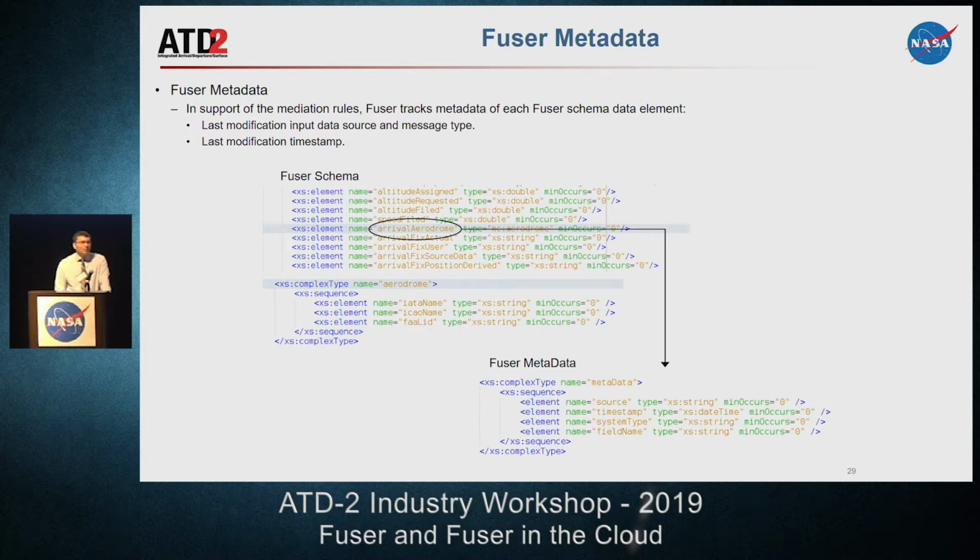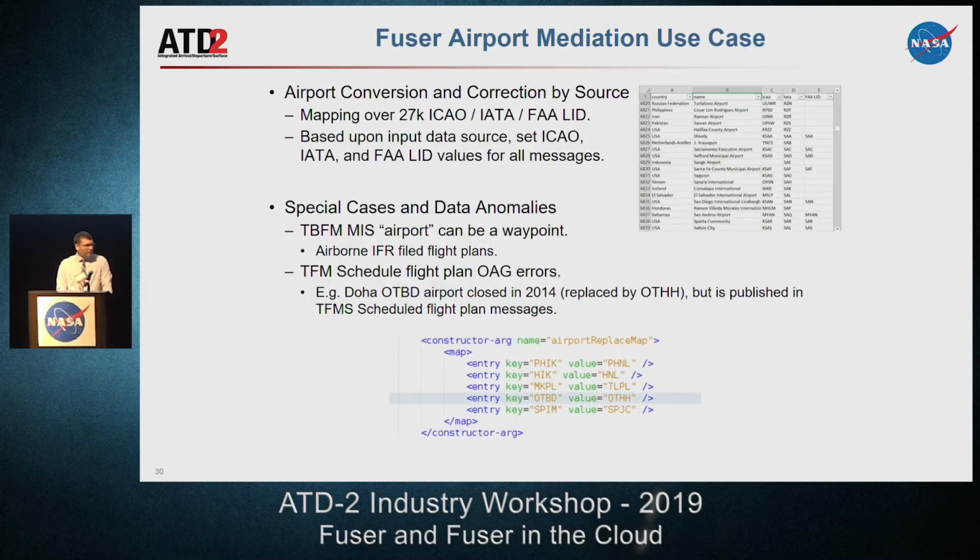So for us, the fuser, as I said, everything in that schema is pretty well defined. So you have the element, the type, and all that stuff, and then below that we have the fuser metadata. So for every element, we're tracking what source last updated it and the time it was last updated, and that's being stored under the hood. And so that's a key part, so that the mediation rules are.